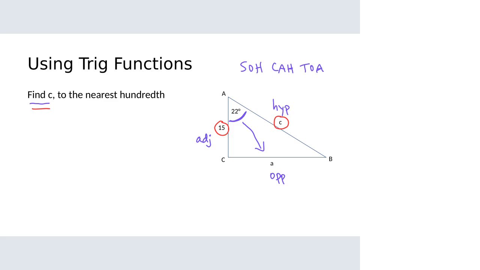Which trig function, Xavier's got sine up, which trig function should we use? SOHCAHTOA is going to tell me. Mariana says cosine. Kevin, cosine. Jenny, cosine. All right, we got some cosines coming in.